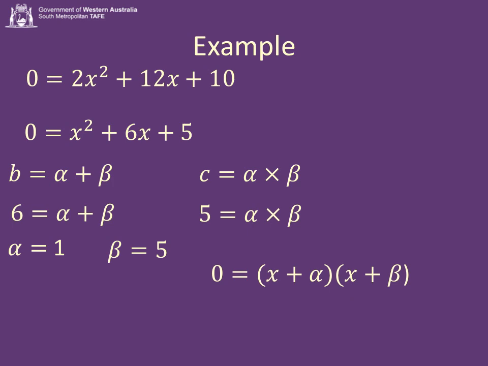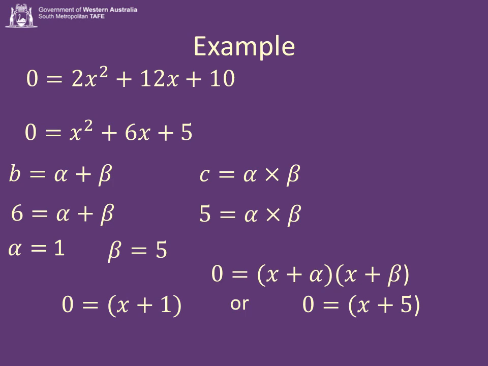Getting to my other way of writing the equation, 0 equals (x plus alpha) times (x plus beta), all in brackets. If that equals 0, then because the two brackets are multiplying each other, one of those two brackets has to be 0. So in other words, the first bracket is 0, or the second bracket is 0.